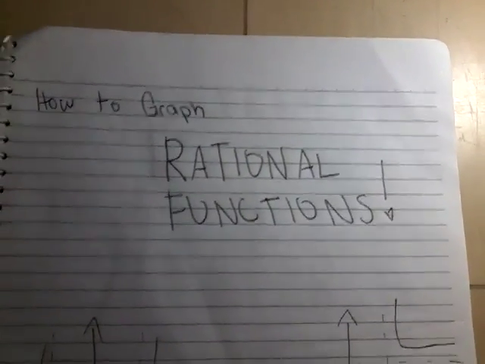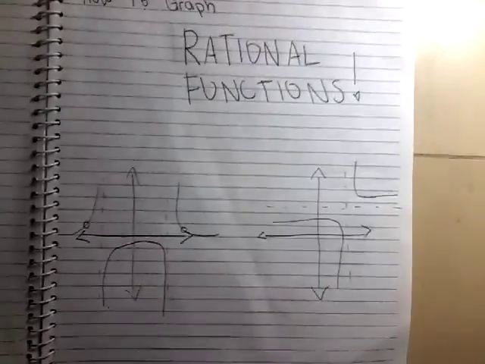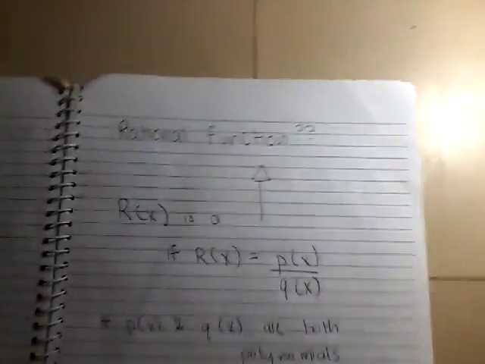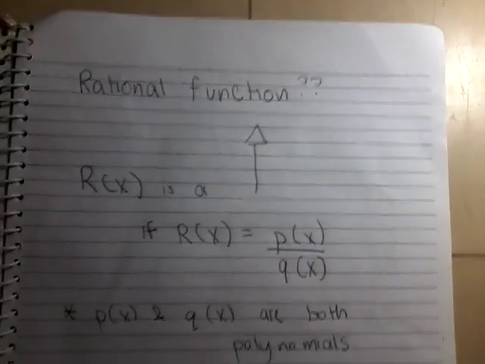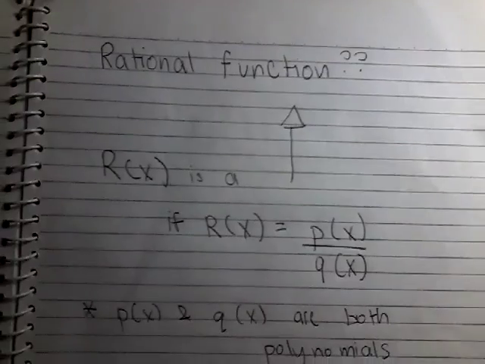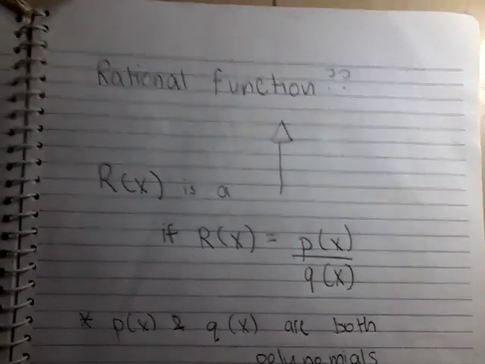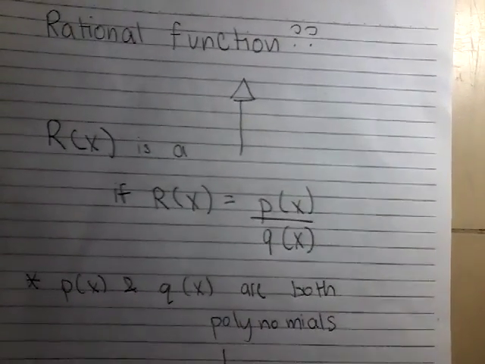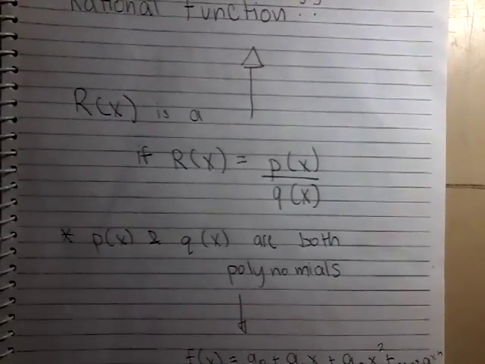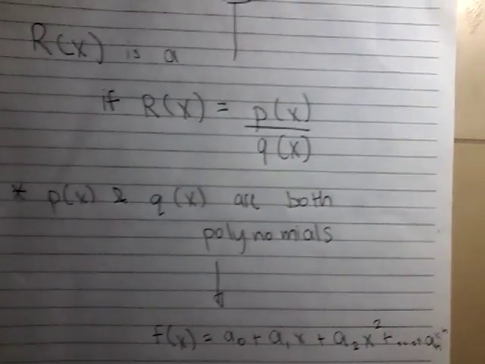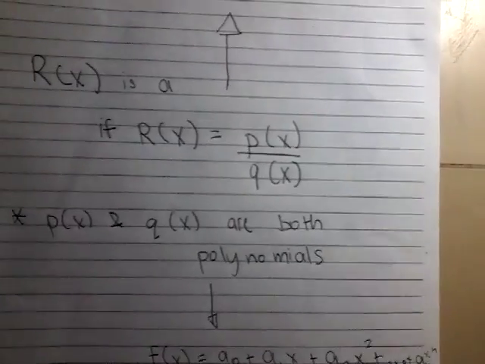How to graph rational functions. But first, what is a rational function? A rational function is a function in the form r of x is equal to p of x over q of x, where p of x and q of x are both polynomials.